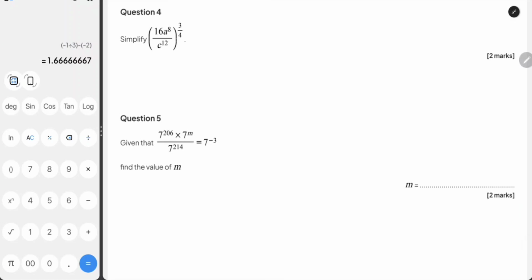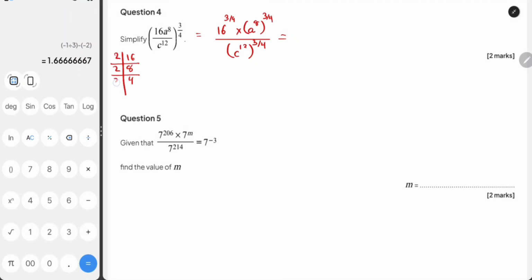See the fourth question. Simplify this. The power is in fraction, but it is not negative, so we'll directly give them separate powers. So 16 raised to 3 by 4 times a raised to 8 to the power 3 by 4 upon c to the power 12 to the power 3 by 4. Now 16 is a number raised to a fraction, so we'll do the prime factorization. 16's prime factorization is very easy.